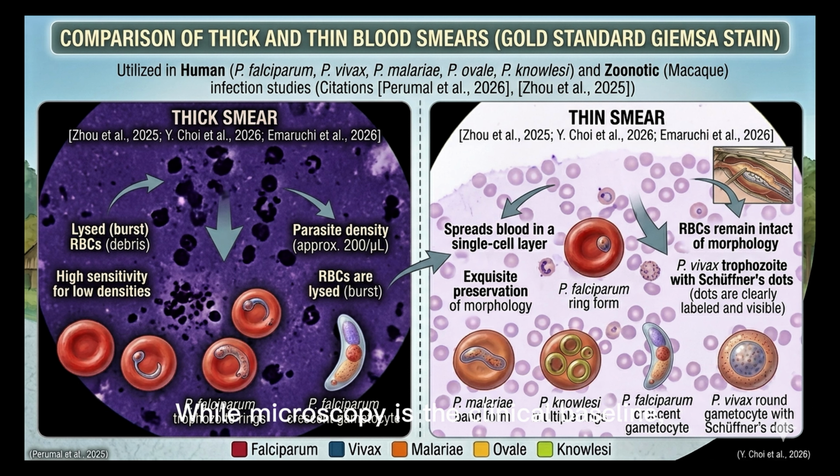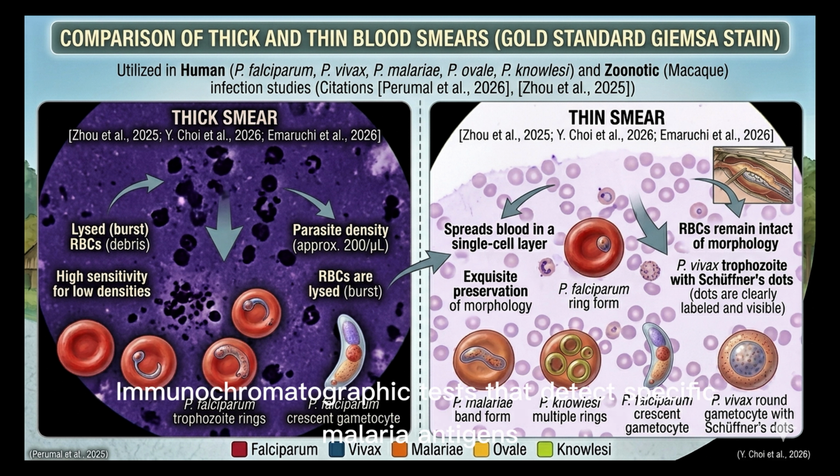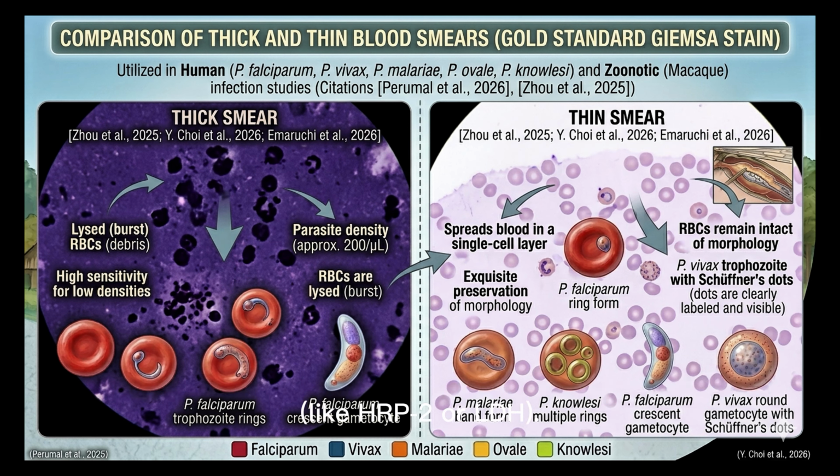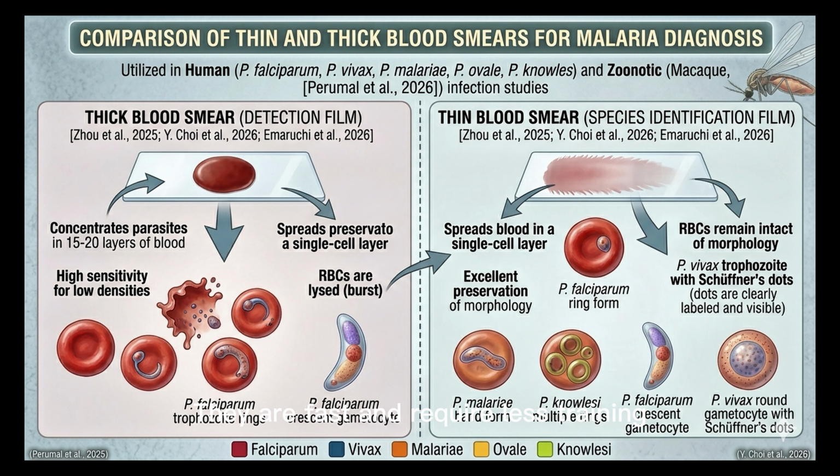3. Modern diagnostic alternatives. While microscopy is the clinical baseline, other methods are used based on the setting. 3.1 Rapid diagnostic tests, RDTs. Immunochromatographic tests that detect specific malaria antigens, like HRP2 or LDH. They are fast and require less training, but are generally less sensitive than expert microscopy.